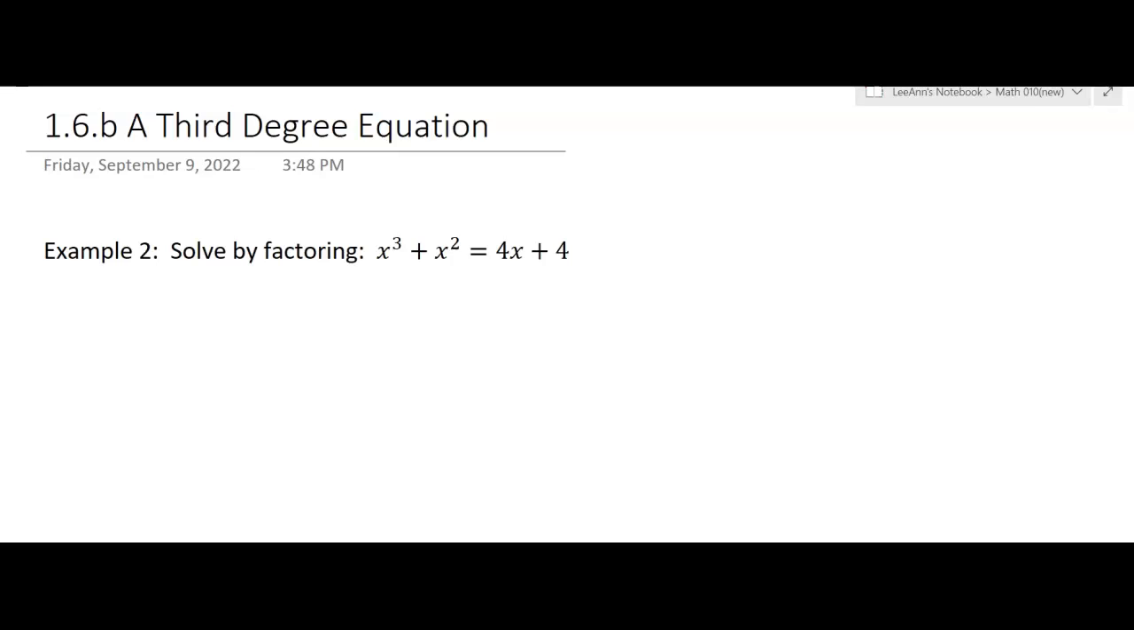So here we have another polynomial equation. So we're going to follow those steps and solve it. We want to set it to zero. So we're going to have x cubed plus x squared. And then the 4x is going to come over. That's minus 4x. And then the 4 is coming over. That's going to be minus 4 equals zero.